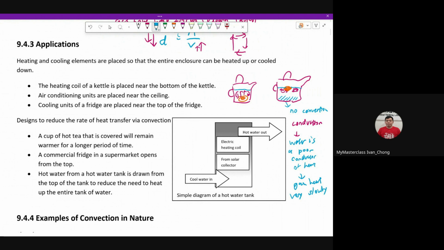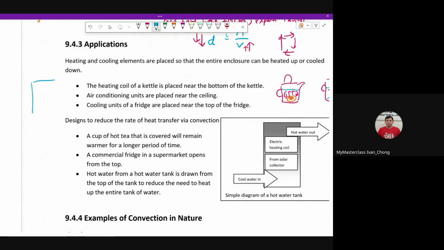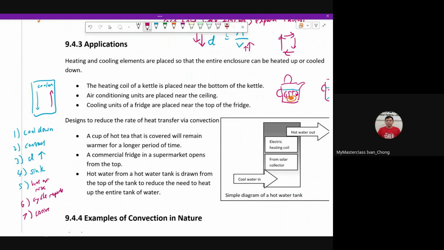First thing, let's draw your fridge. Now, if your fridge looks like this, you have a cooler at the top. So what happens? The air at the top cools down, it will contract, your density will increase, and you will sink down. When you sink down, the hot air at the bottom rises. So what happens when it goes to the top? The cycle repeats. A convection current forms. Okay, but this is now your cooling convection current.